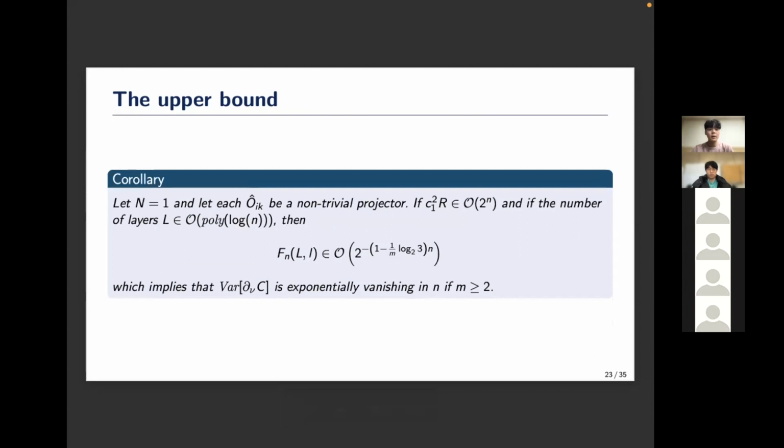There is a corollary for the theorem. If n equals 1 and each OIK is a non-trivial projector and C1 square R is O2 to the n, and the number of layers L is a polynomial of log n, Fn L, L is like following. To contain some entangling gates in the block, the number of qubits for each block M should be larger than or equal to 2. But if M is larger than or equal to 2, the variance is exponentially vanishing.